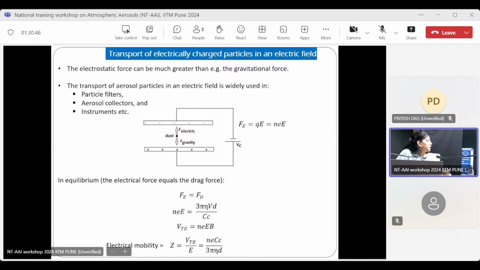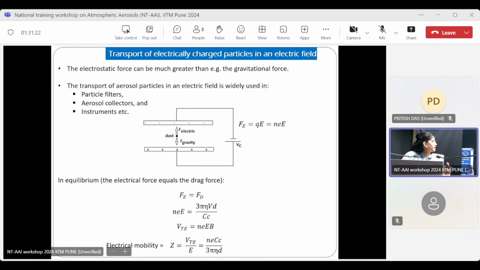We get the electrical terminal velocity, and we have defined a new term, which is the electrical mobility. Basically, the terminal settling velocity because of the electric field per unit electric field. So if you see this equation, the electrical mobility depends on two terms. One is the charge and the other is the diameter, or the size. As you increase the charge, more will be the mobility, and the inverse relation is with the size. So a larger particle will have lower mobility.